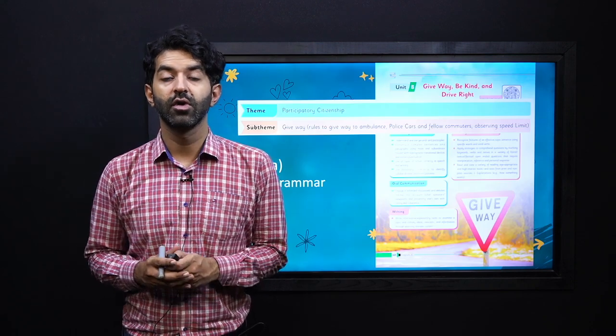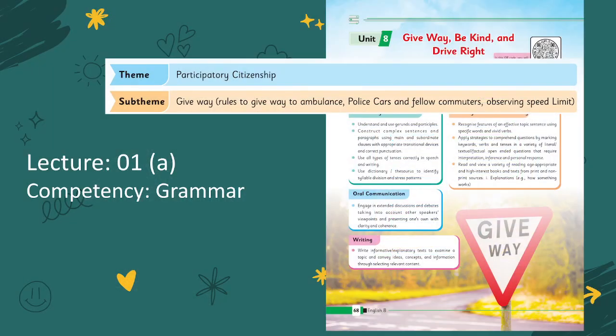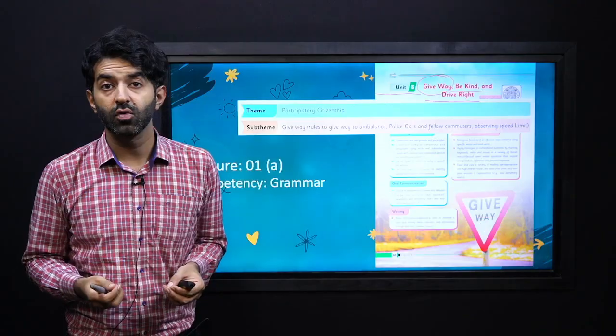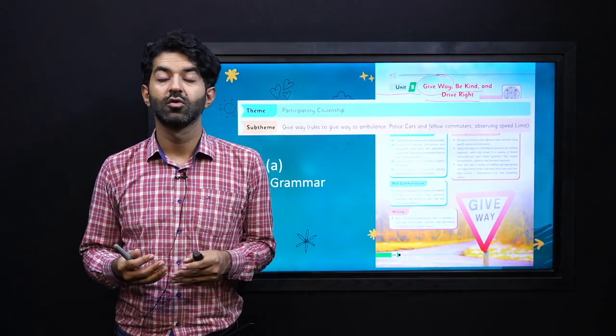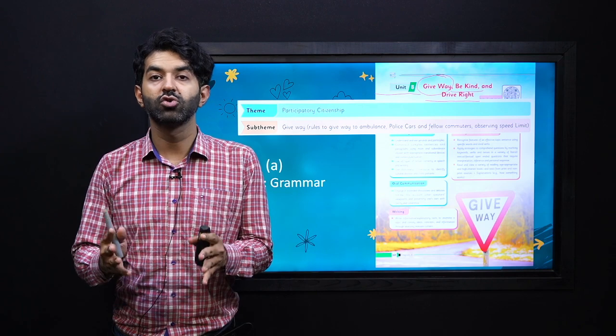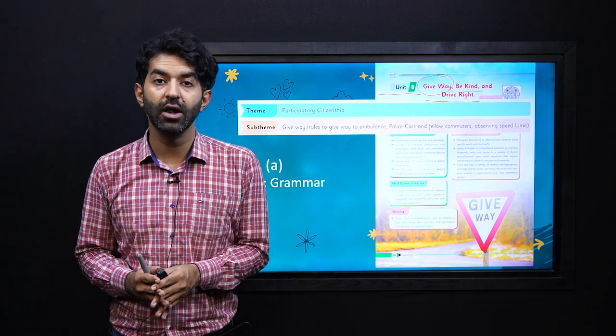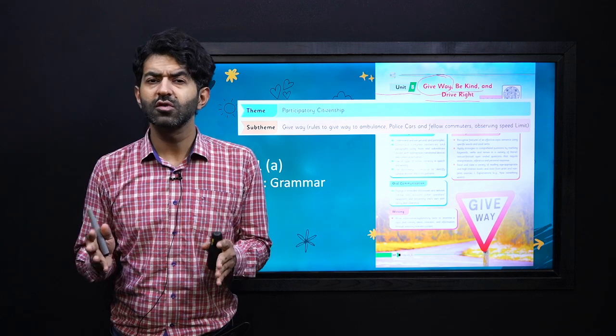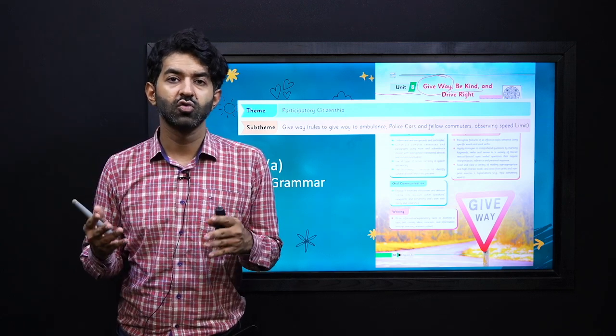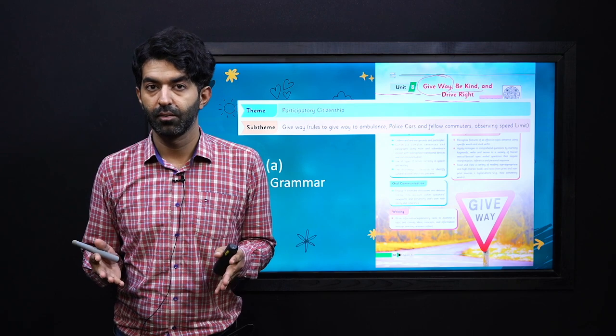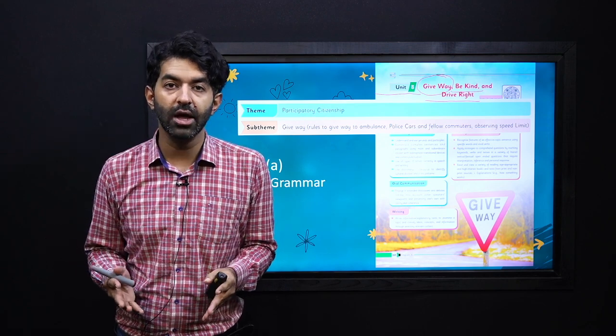Today students, we will talk about our very first lecture of unit 8, which is about Give Way, Be Kind and Drive Right. This talks about traffic rules, road safety and so many more things. I hope that you have read the lesson, you have understood it well, and you must have noticed so many gerunds and so many participles in them. What are they? We will talk about it today in this lesson.